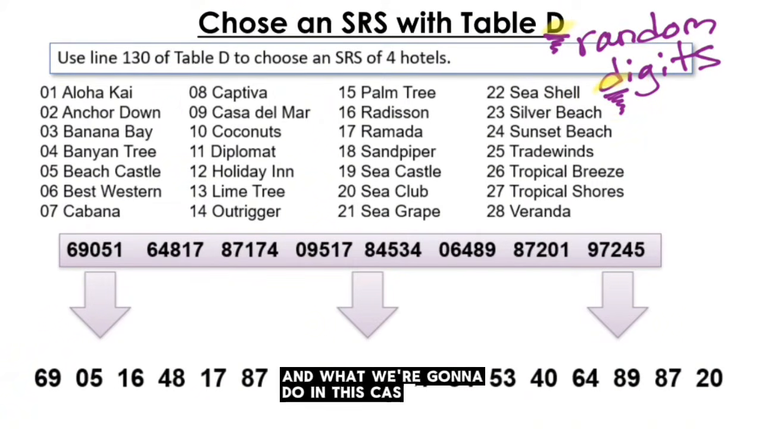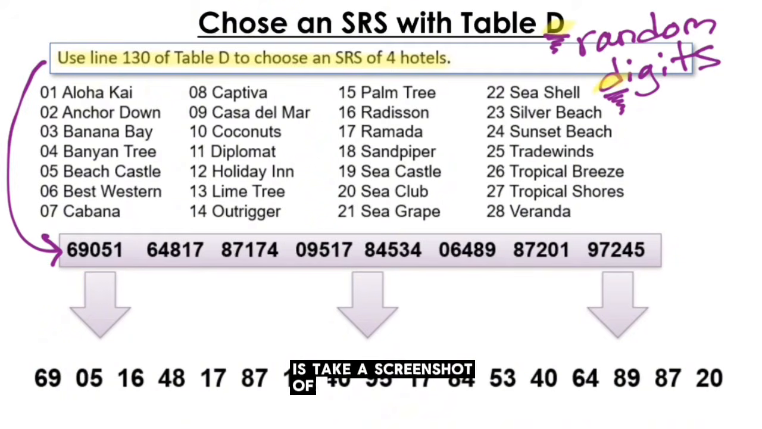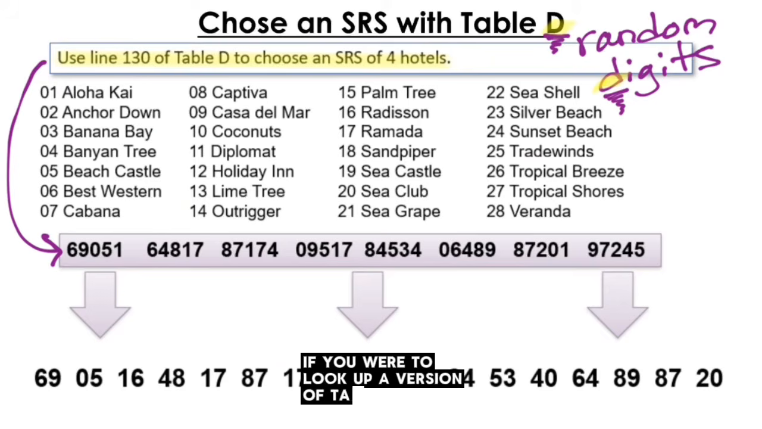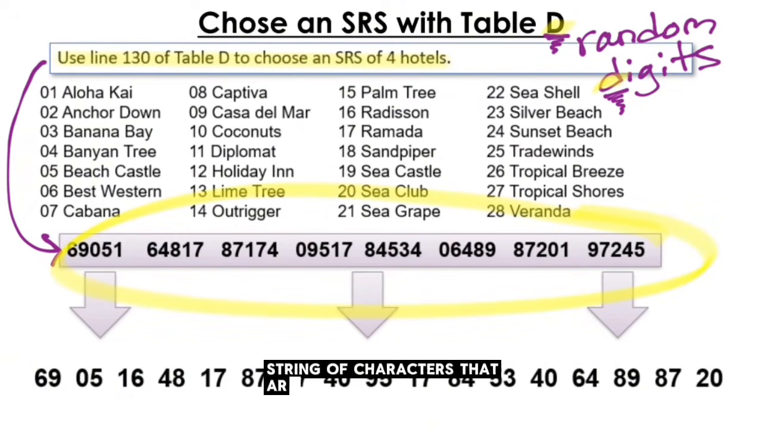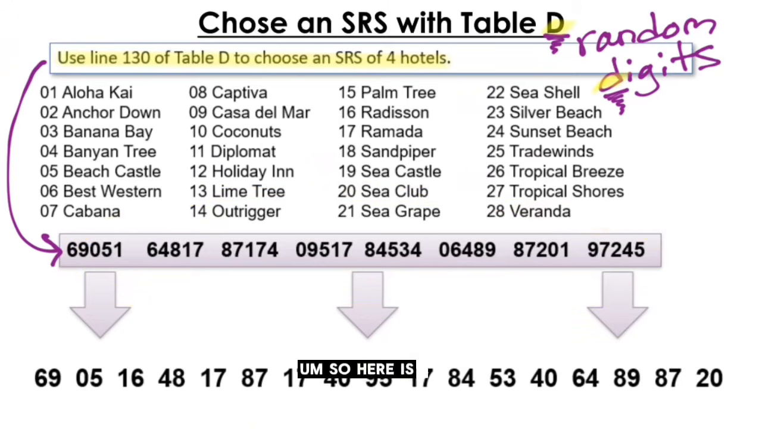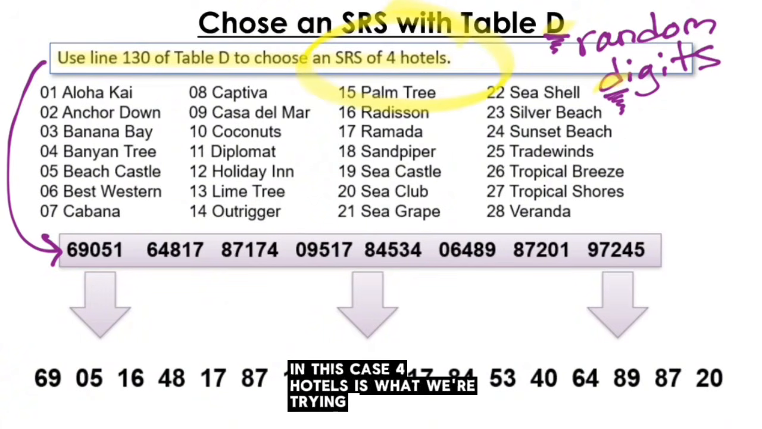And what we're going to do in this case is take a screenshot of line 130 from Table D. If you were to look up a version of Table D and go to line 130, then you would see the string of characters that are right there circled in yellow. So here is how you use Table D in this case in order to take a random sample of, in this case, 4 hotels is what we're trying to take.